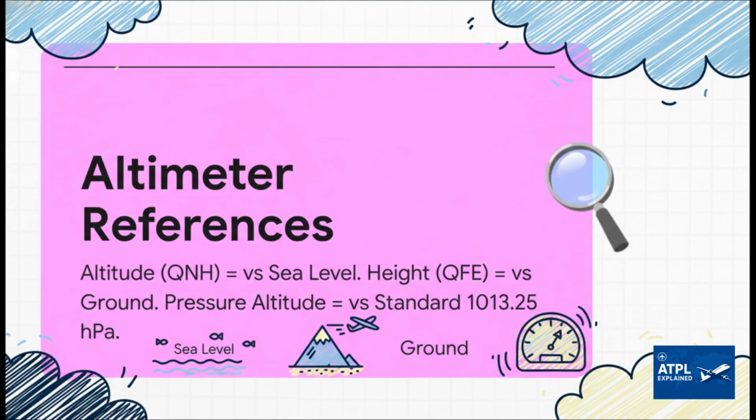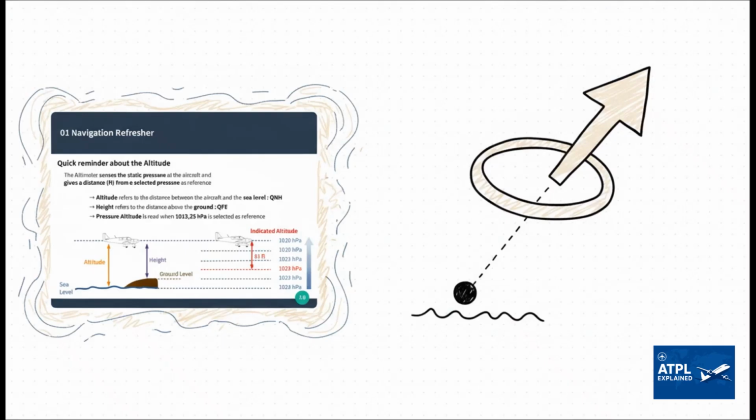QNH gives you your altitude above mean sea level. QFE tells you your height above a specific spot, like an airfield. And the standard pressure setting, 1013.25 hectopascals, is what we use for flying at standardized flight levels. Knowing which one to use when is just essential for safety. This diagram just makes the difference crystal clear, doesn't it?